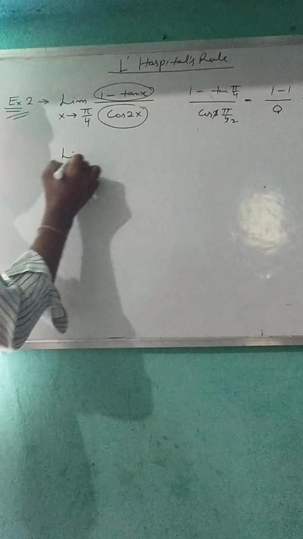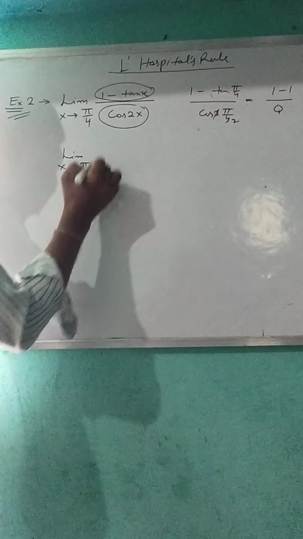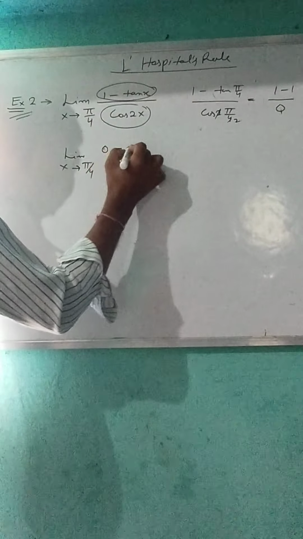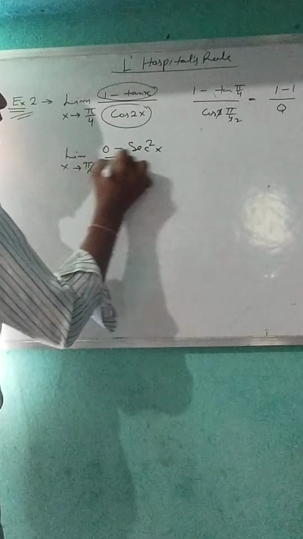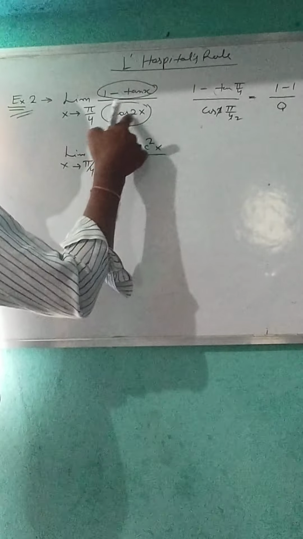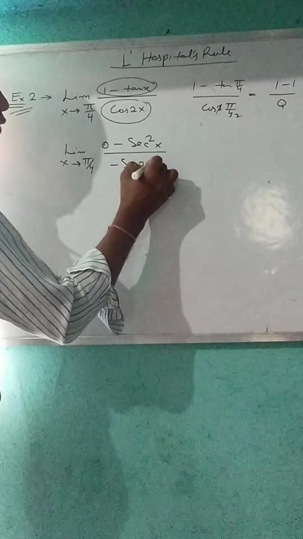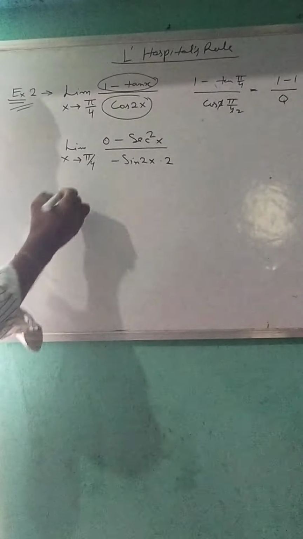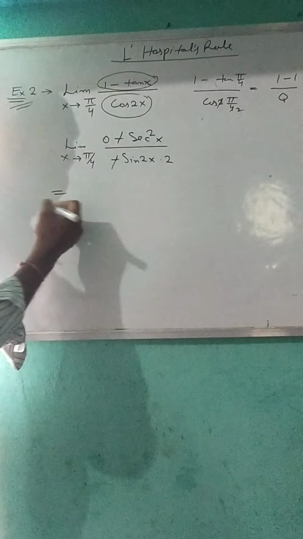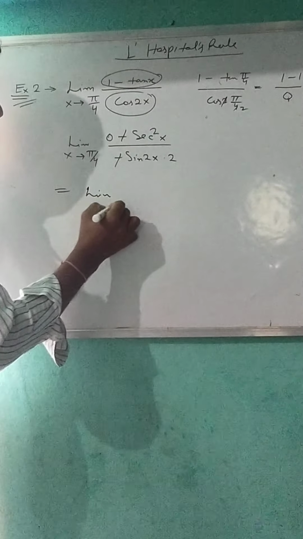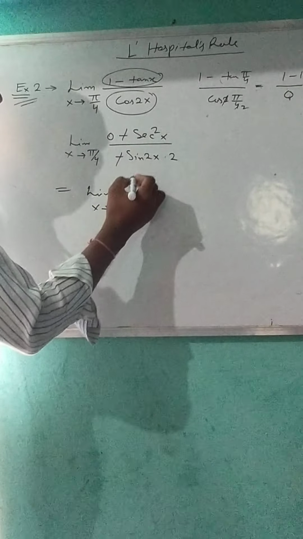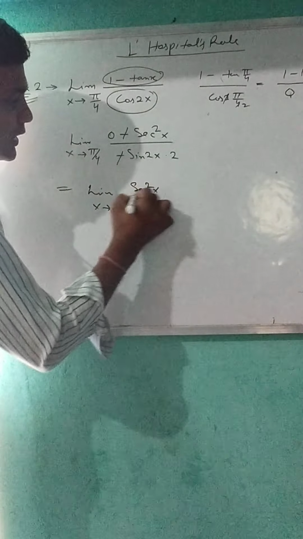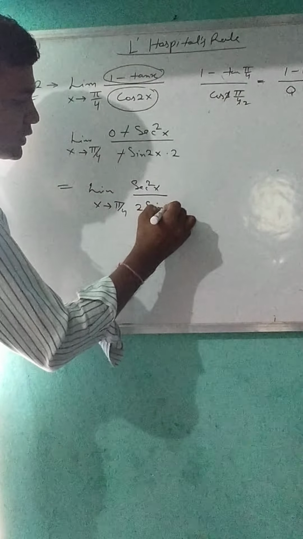Then it is equal to the limit as x tends to pi upon 4. Differentiation of the numerator: differentiation of 1 is 0, differentiation of tan x is sec square x. Differentiation of cos 2x is minus sine 2x, and differentiation of 2x is 2. We can cancel minus by minus, then the limit as x tends to pi upon 4, in the numerator we have sec square x, and in the denominator 2 sine 2x.